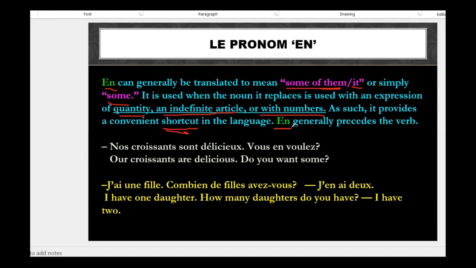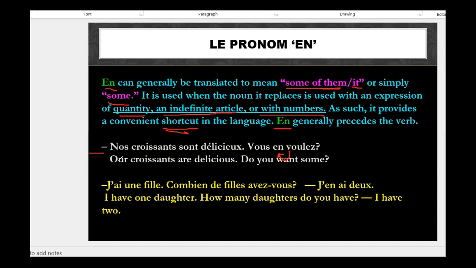And en generally precedes the verb. Again, we place this pronoun before the principal verb. The rule is the same. All the pronoms are placed before the principal verb.